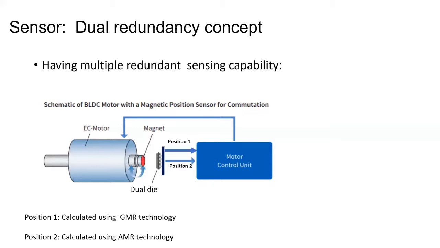Now that sensor will have two different dies. That means there will be two different position signals, the same position but achieved two different ways, and we are going to sense both. So we'll have multiple redundancy in our position measurement. To give an example of technology, the position one shown in this example is calculated using GMR technology, and the other one uses a different technology for sensing the same position. So when we develop the motor position sensor, we have chips which are able to sense position using two different technologies inside the same chipset. In case of one position failure, we have another position to go to.